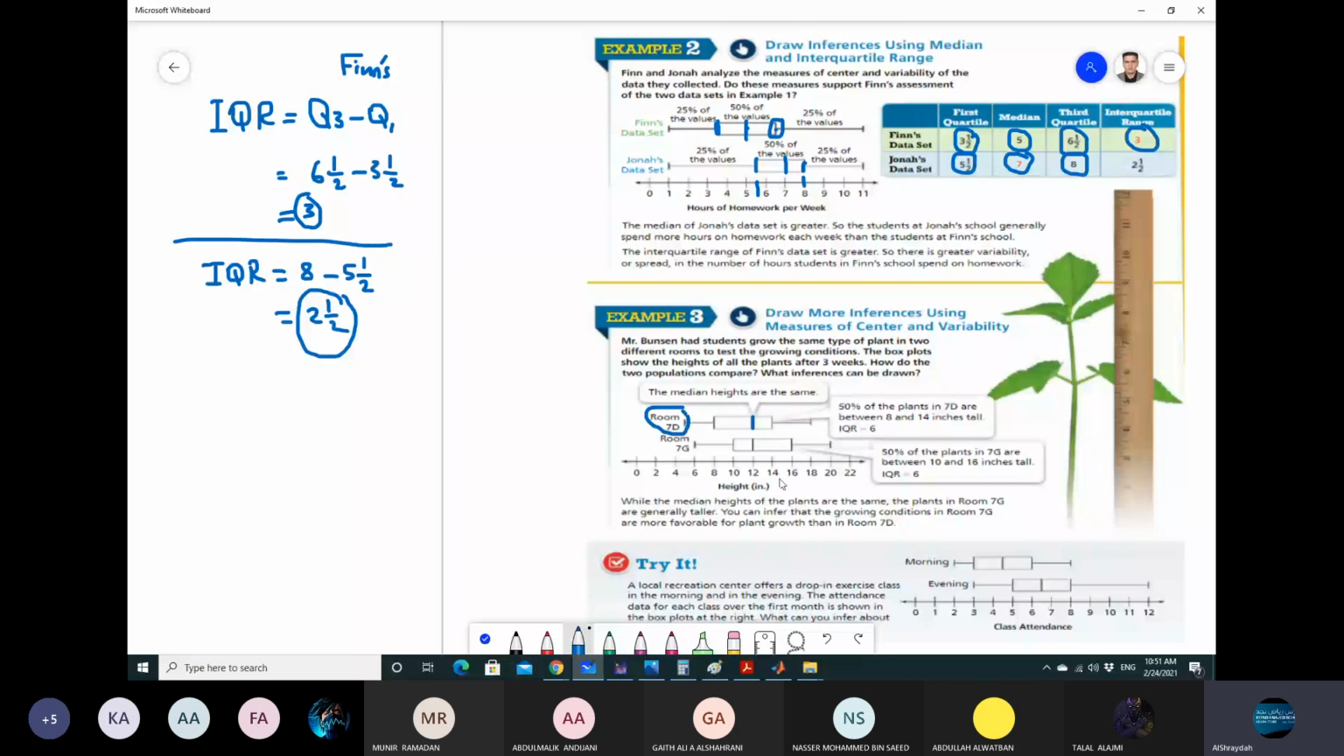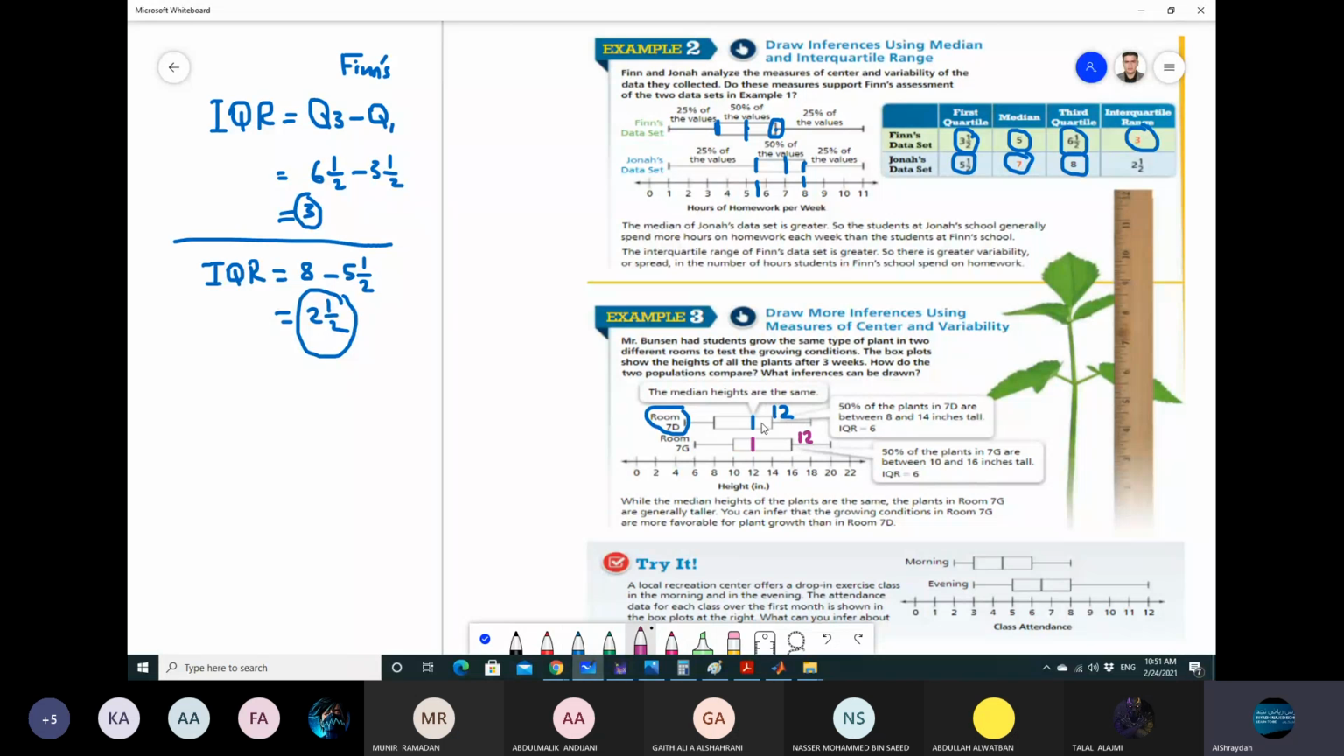What is the median of the heights here? 12. Excellent. And what is the median of the heights here? Also 12. Excellent. So the medians are 12, the median heights are the same. This graph represents the height in inches of the plants they grew. So here the median is 12.